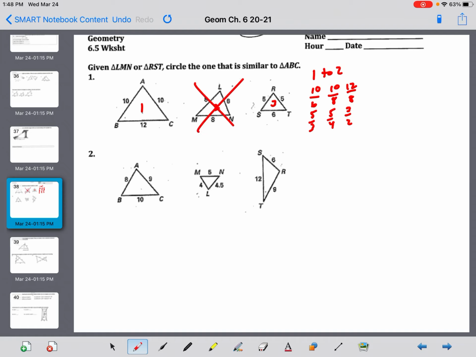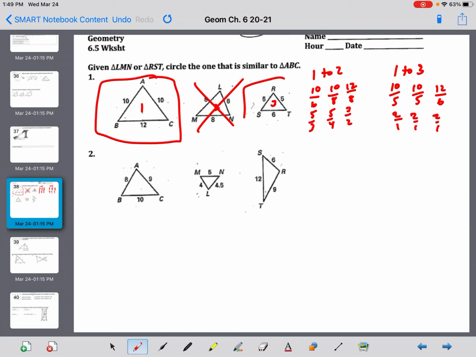Now we should check the ratios between 1 and 3. Shortest over shortest would be 10 over 5, and then another 10 over 5, and then 12 over 6. Aha, those are all 2 over 1, 2 over 1, 2 over 1, because we can divide 10 and 5 by 5, and we can divide 12 and 6 by 6. And it is triangle 1 to triangle 3. Those are similar.